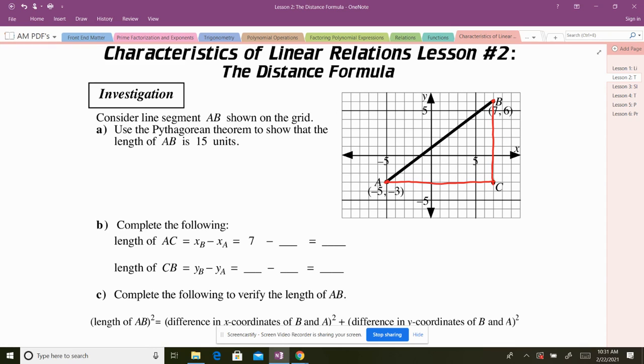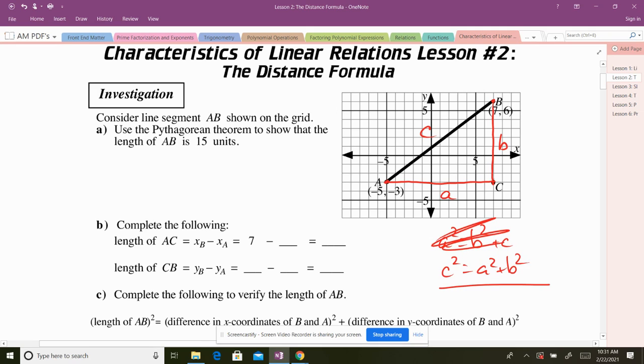Sorry? Pythagorean theorem, right? Remember? A, B, C, C squared is equal to A squared plus B squared. There we go. And what is C always? The hypotenuse, right? The longest side, the diagonal.